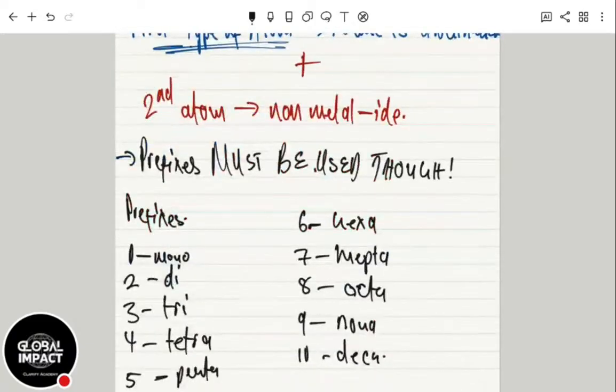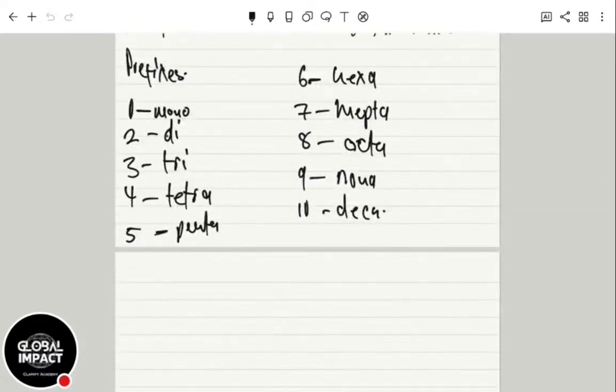How do you get a formula from a name here? You just analyze the prefixes. In the name, they will tell you how many carbons there are, how many hydrogens there are; everything will be told. So here are the prefixes. Now let's do a few questions and see how we are going to name.